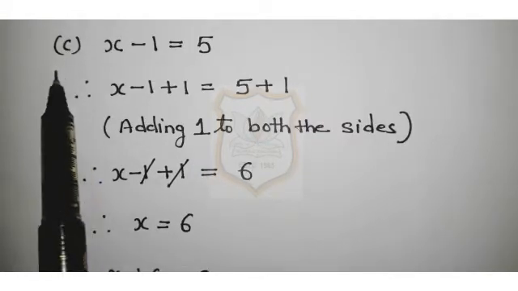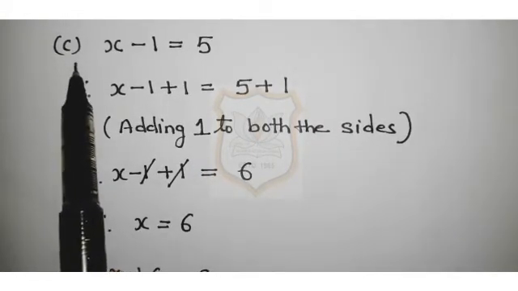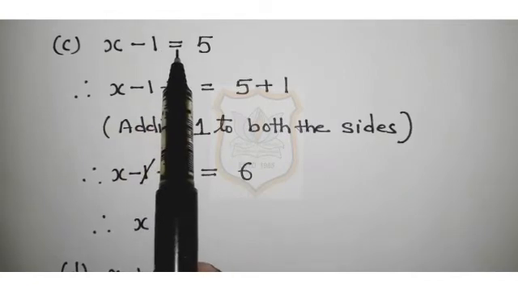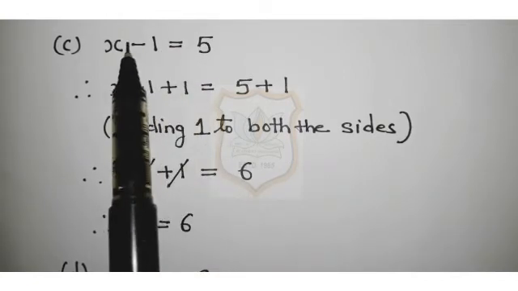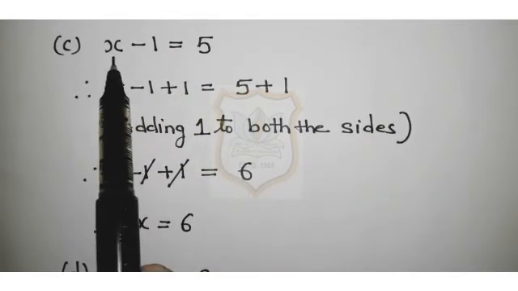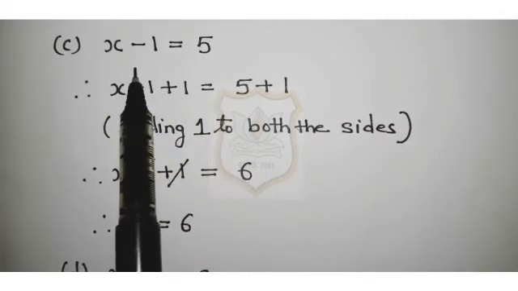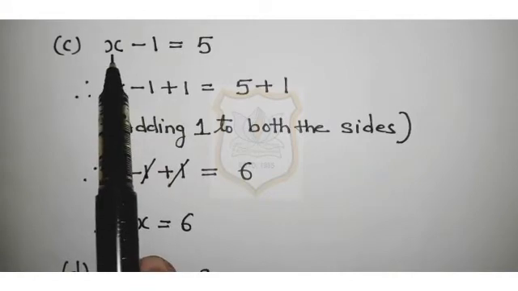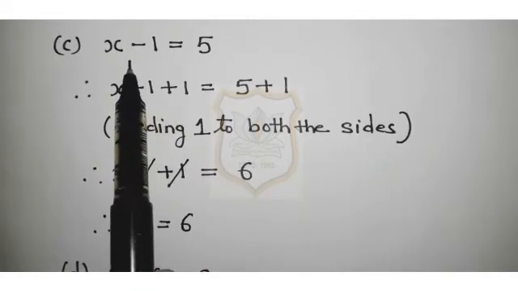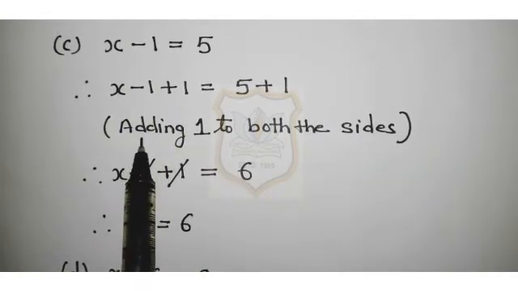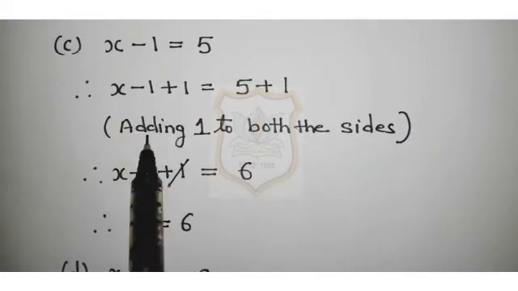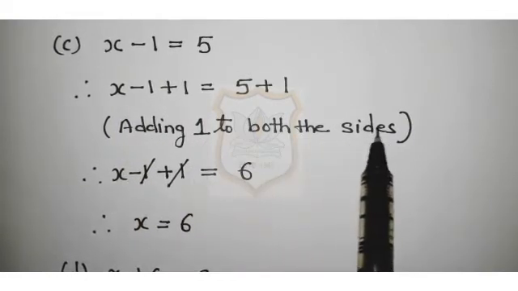C part of question number 1 is x minus 1 is equal to 5. LHS of this equation is x minus 1 and RHS is 5. Now, we have to separate this x from minus 1. To separate this x from minus 1, because this is minus 1, we have to add 1 to both sides.